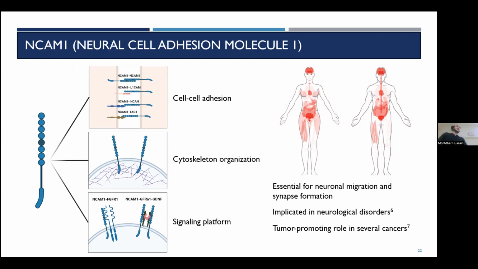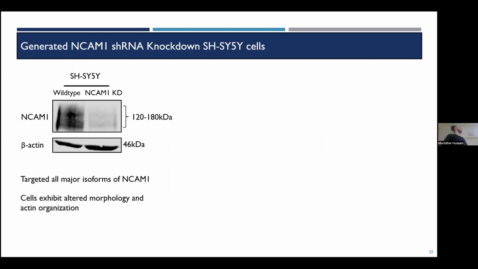And so to assess how NCAM1 may be related to regulating RET activity, I first generated NCAM1 shRNA knockdown SY5Y cells. And so we can see when I used shRNAs that targeted all major isoforms of NCAM1, I can see that there's a really nice knockdown of NCAM1.